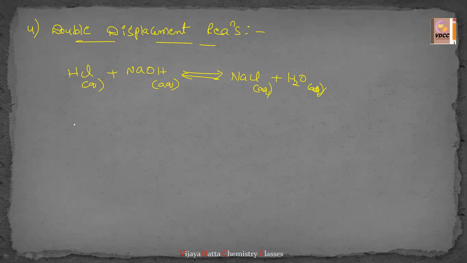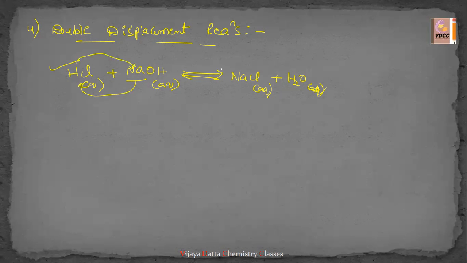Not only this, we can go for another type of reaction. Even if they are salts, double displacement can take place. Coming to this example, it is a strong acid and a strong base, both reacting with each other, displacing sodium in the place of hydrogen, and hydrogen in the place of sodium. Both are displacing each other.